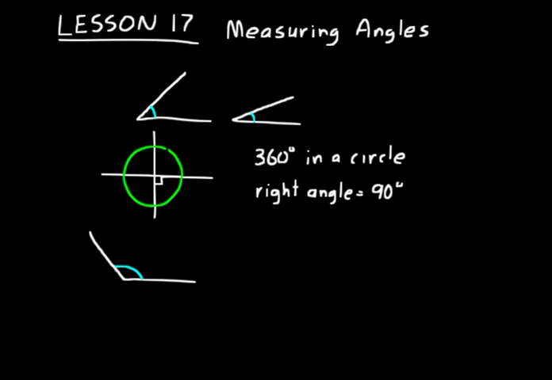Now we still need to figure out how to measure the angle, how to give it a numerical value, and that's where a protractor comes in. If you don't have a protractor, you'll need to go ahead and get one. I mean, they're not even $1. You can get them at Walmart or probably at your grocery store.